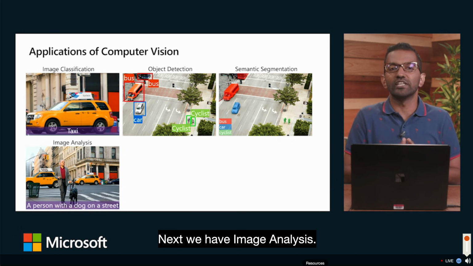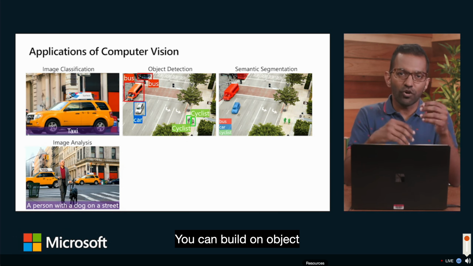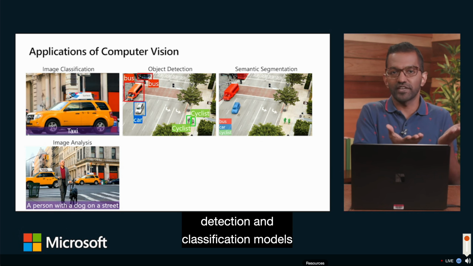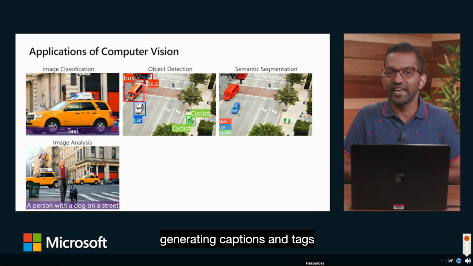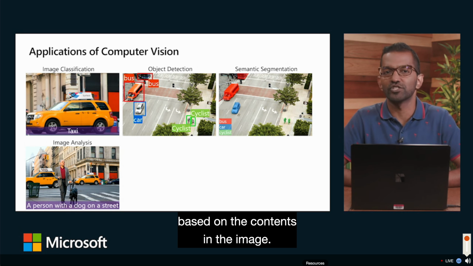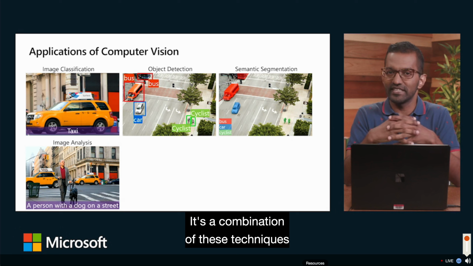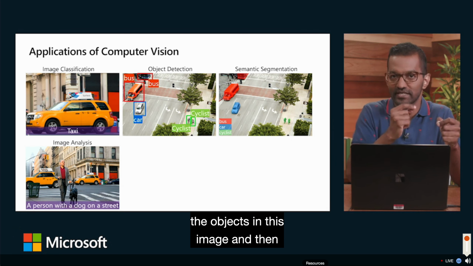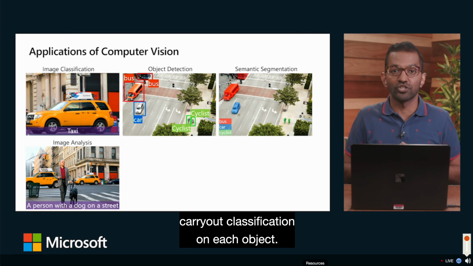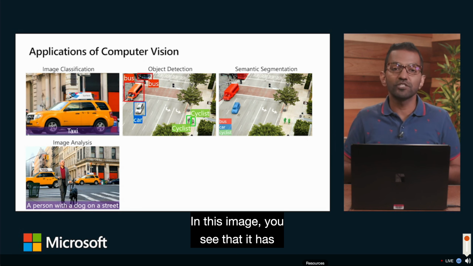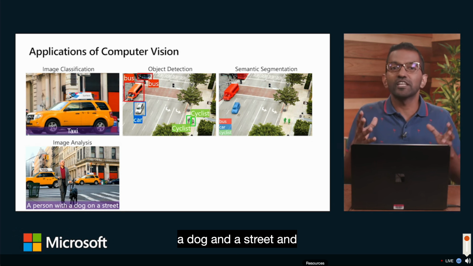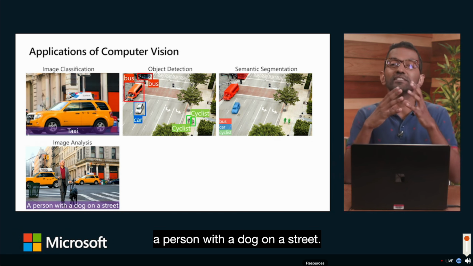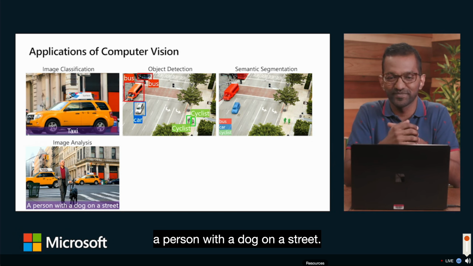Next, we have image analysis. You can build on object detection and classification models to perform image analysis, generating captions and tags based on the contents in the image. So it's a combination of these techniques to identify each of the objects in this image and then carry out classification on each object. In this image, you see that it has recognized a person and a dog and a street, and it has put them into a context and says a person with a dog on a street.